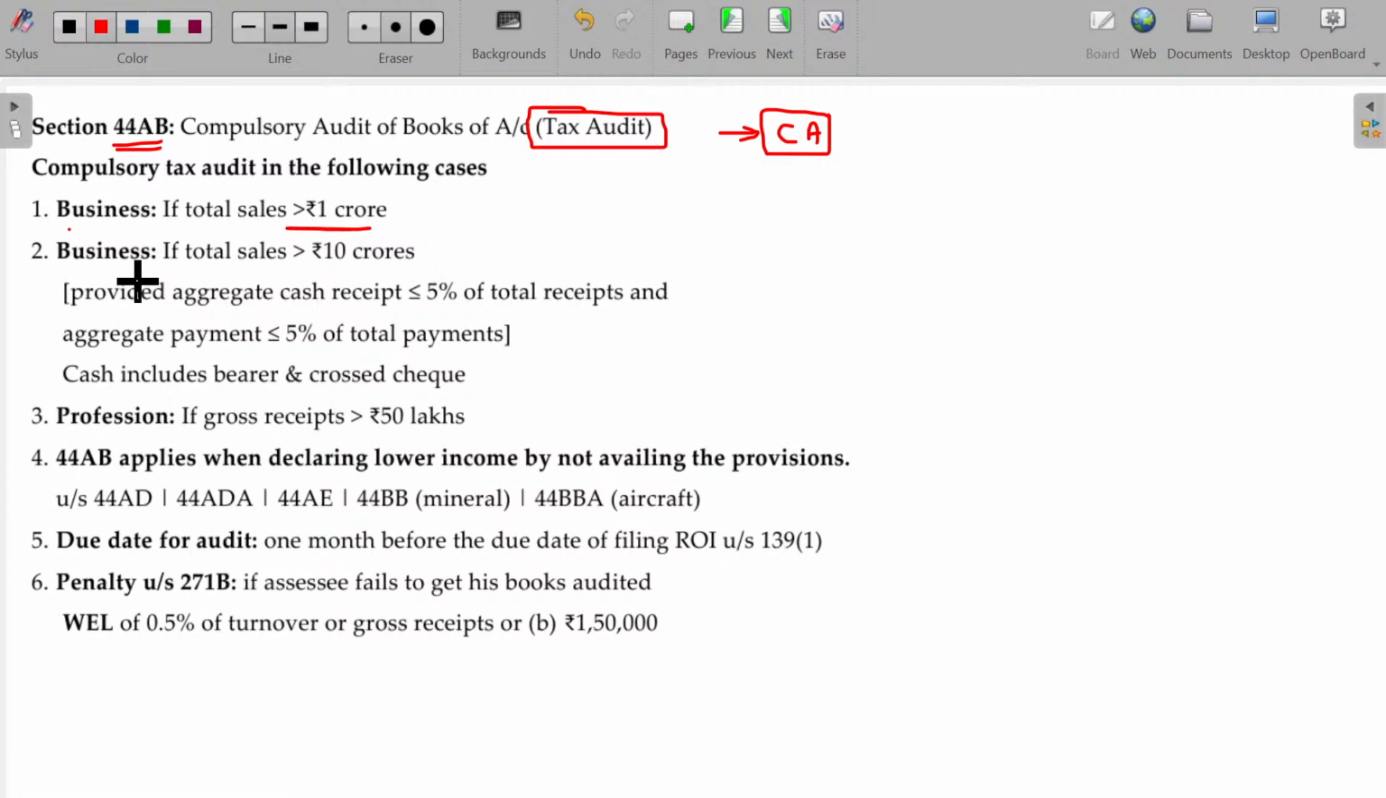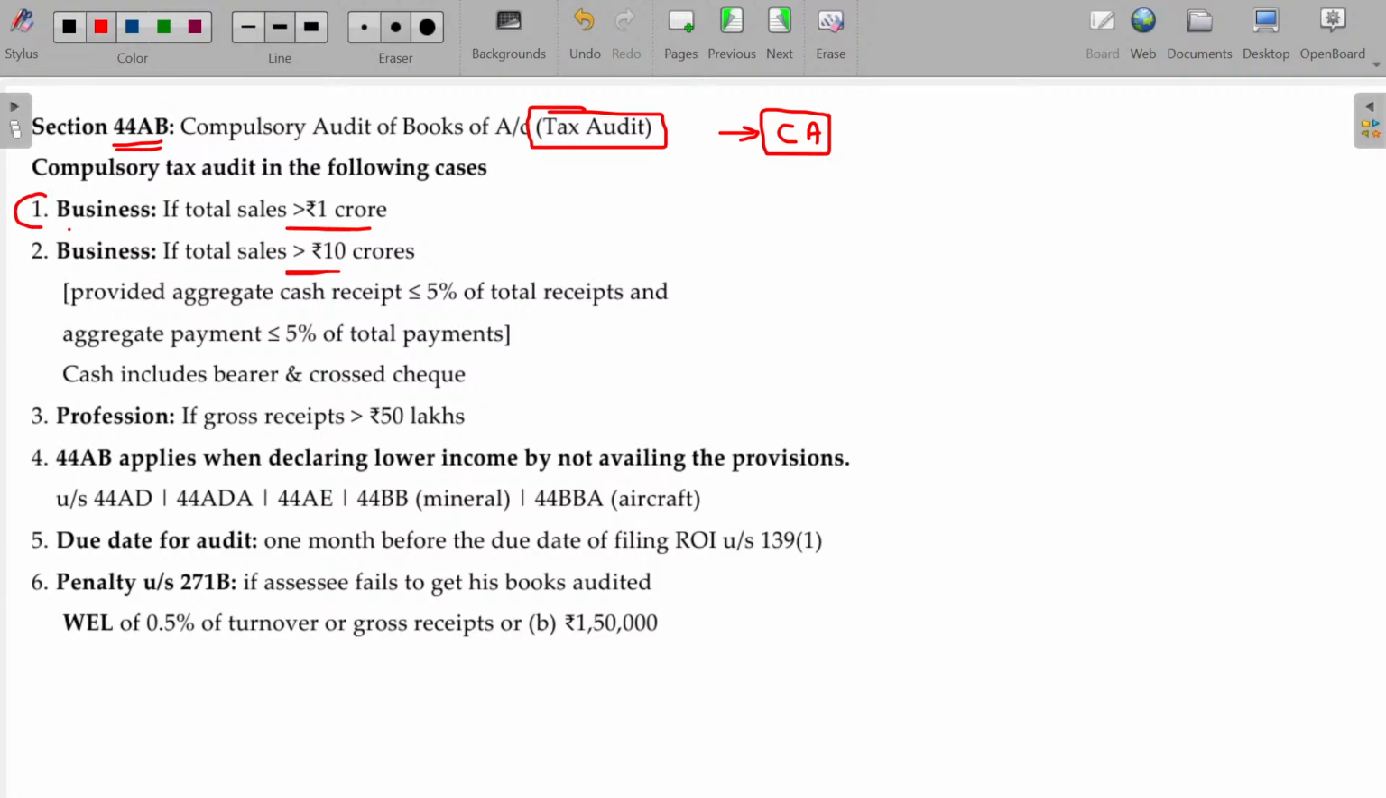Then audit is not required if total sales is less than or equal to 10 crores. Up to 10 crores, you need not get your books of accounts audited. You need not get the service of an auditor at all. You can do it yourself, provided all the receipts should not be in the form of cash. It should be in the form of account payee cheque. Only 5% can be in the form of cash. No, sir, I have cash almost 30 or 40%. Then only 1 crore is the limit. 1 crore is the limit.